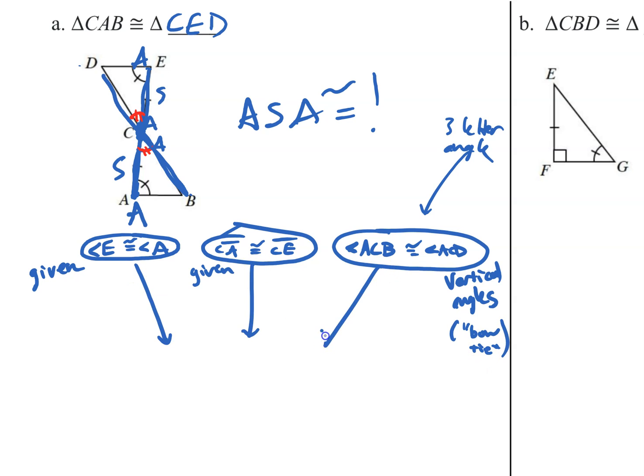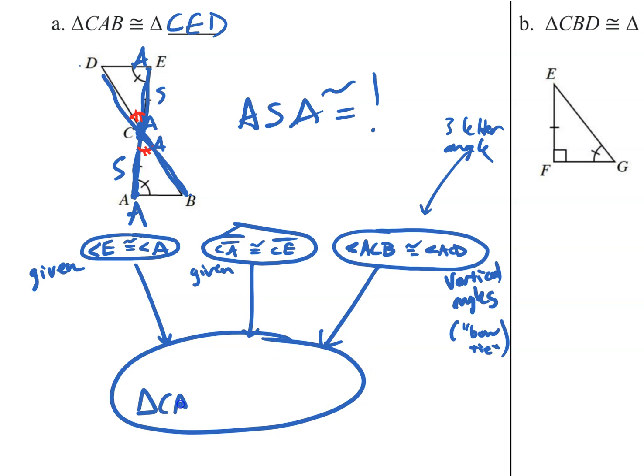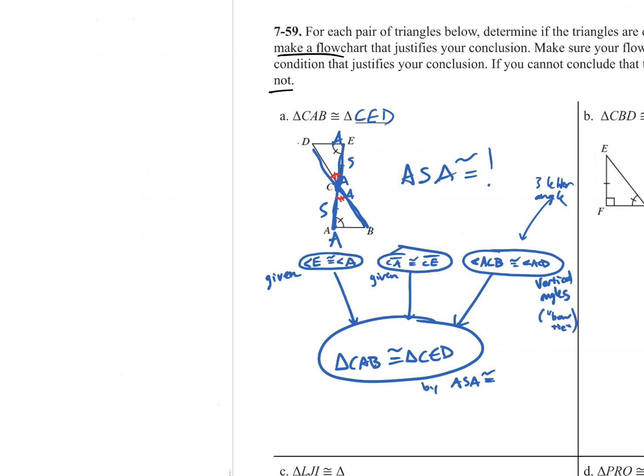Okay, given that we know these 3 facts, our conclusion is triangle CAB is congruent to triangle CED. And that's by ASA congruency condition. That's how you do a flowchart.